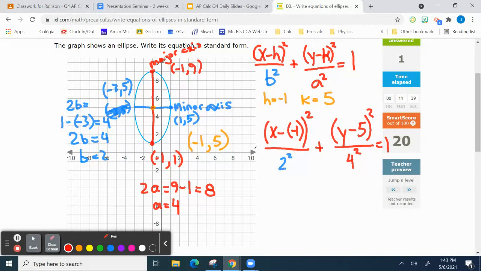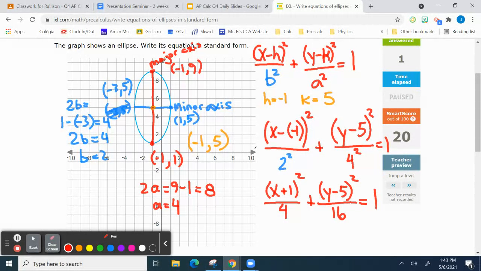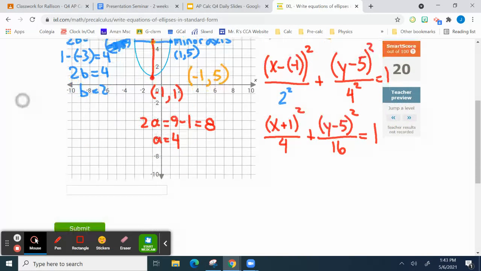So the whole thing is going to be x plus 1 squared over 4 plus y minus 5 squared over 16 equals 1. And that would draw you that particular ellipse.